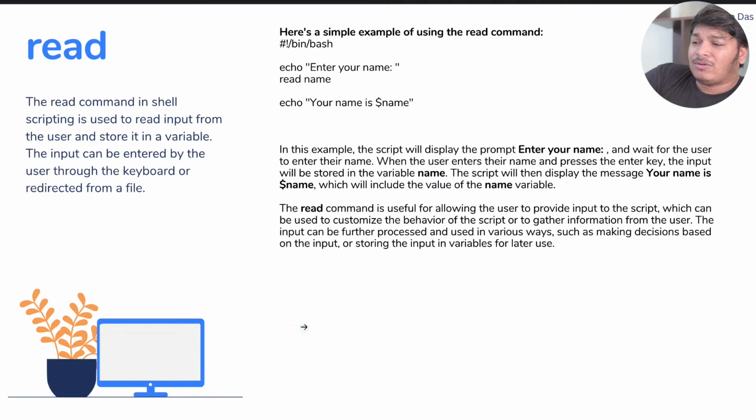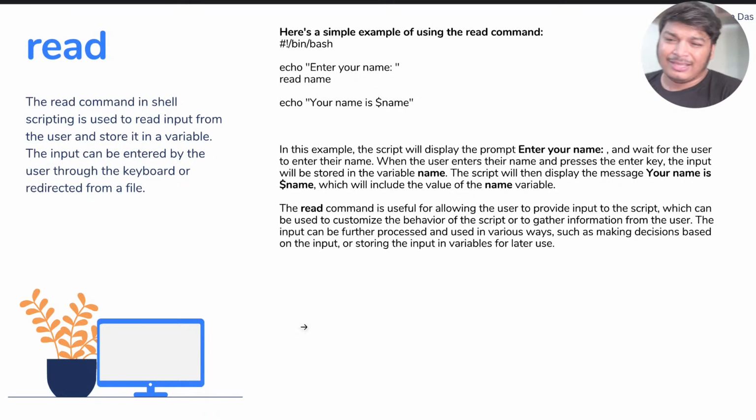Read command. Now we understand that shell script is more or less operated on the command line, right? So suppose you want to take some input from the users. How are you going to take that input? You're going to use the read command. The read command in shell script is used to read input from the users and store it in a variable, and the input can be entered by the user through the keyboard or redirected from a file. It could be input from another file, or user input, but in most cases it is user input. You can see in the shell example, you're asking echo enter your name, and in the script you are saying read name.